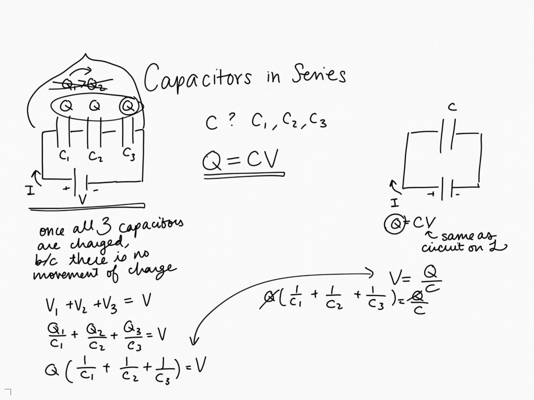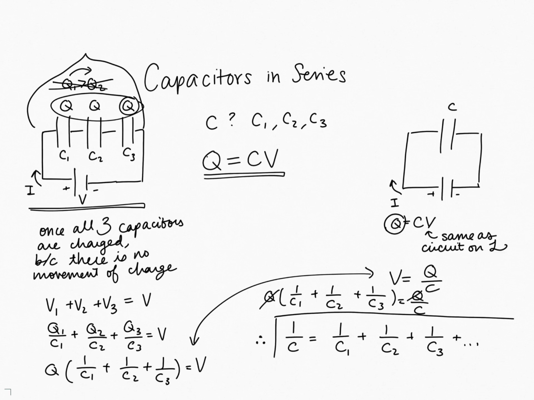And by canceling out the Q's on all sides, we find that for three capacitors in series, 1 over C is equal to the sum of their reciprocals. And we can conclude by looking at the pattern that if we had more capacitors in series, we would simply be adding their reciprocals. And thus we find an expression for capacitors in series.